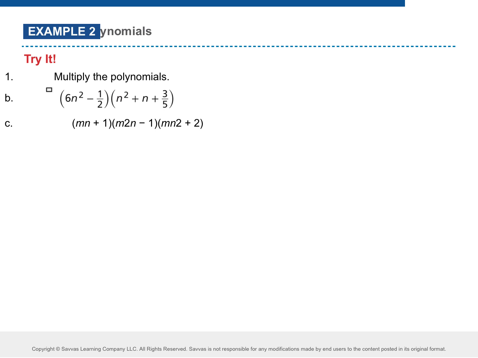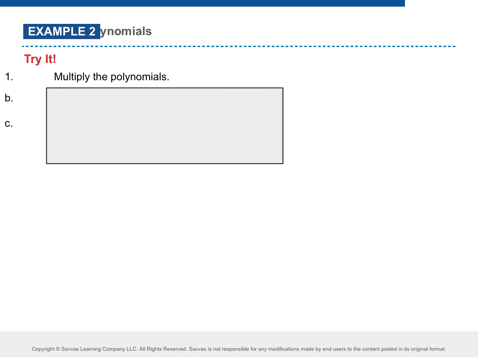Okay? Try this one in your notes. I'm going to take the fractions out, though. On A, I want you to do 6n squared minus 2 times n squared plus n plus 3. First things first, you have to know what operation's happening in order to solve. So what operation is happening on this one? Multiplication, okay?